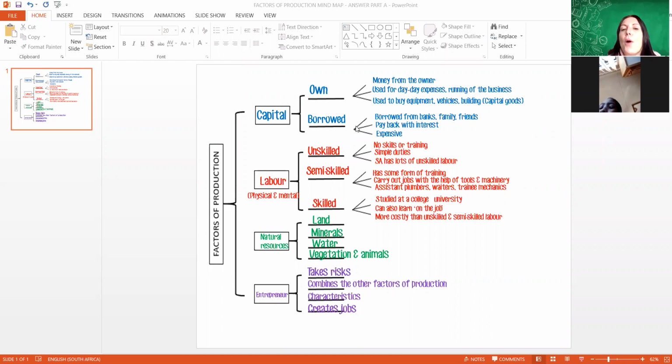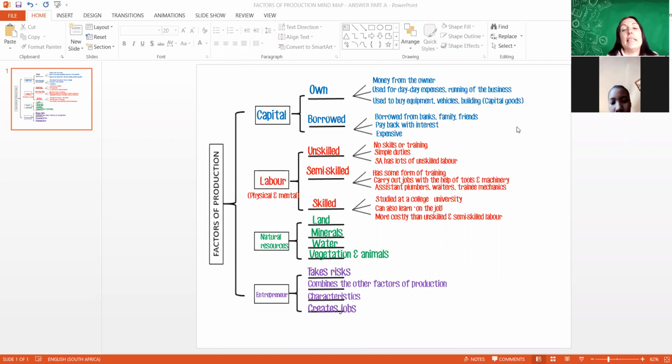Right. And then borrowed capital. Now that is usually when the business would go and take out a loan from a bank. If you have a small business, you can perhaps borrow from friends or family. Now, one thing about borrowed capital, and we actually spoke about it also when we did a bit of accounting in terms of loans, is that when you borrow money from a bank or a financial institution, it is quite expensive. Why? Because that loan has to be paid back. You need to pay that money back, and you have to pay interest on that loan.